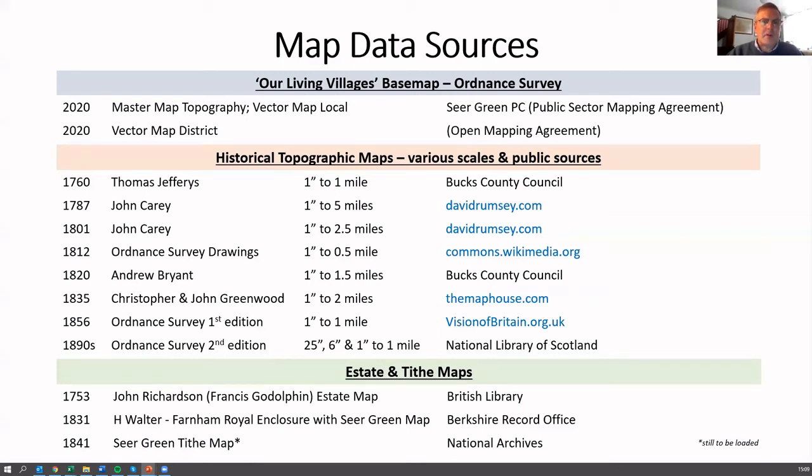The historic maps come from a number of various public sources and at various scales, again emphasizing the need to be able to present these on top of an appropriately scaled base map. Differently scaled maps being needed for different comparisons and different purposes. And when it comes to the estate and the tithe maps, we want to be able to zoom into specific fields as well as buildings.